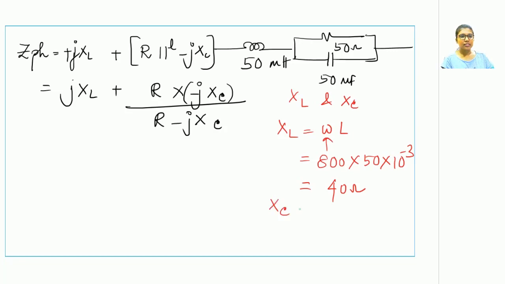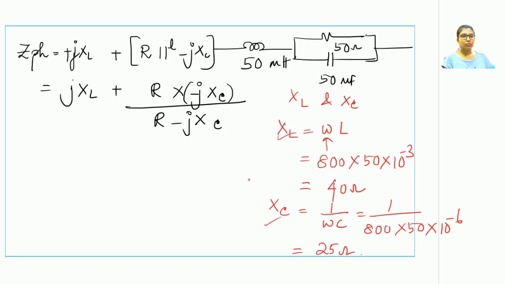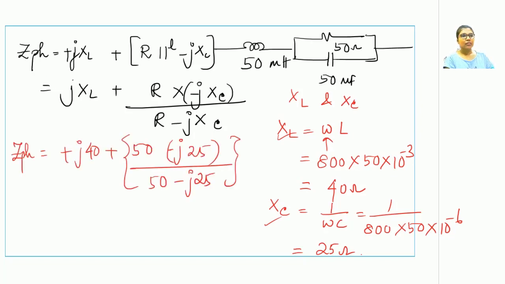Likewise, XC is given as 1 upon omega C. The value of omega is known to us and the value of C is given as 50 microfarad. So one has to multiply 10 raised to the power minus 6 and that comes out to be 25 ohms. So once we know the value of XL and XC, we can substitute these values in the Z phase expression and obtain the value of Z phase. Now one must remember that j is iota, which has a value of 1 angle 90 degrees, and minus j has a value of 1 angle minus 90 degrees.